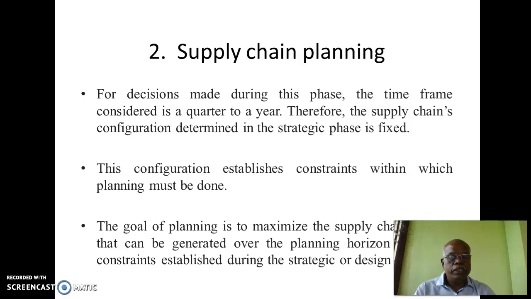So there may be some constraints. The goal of planning is to maximize the supply chain surplus that can be generated over the planning horizon given the constraints established during the strategic or design phase. So in this phase, our ultimate aim is to maximize the supply chain surplus. We already discussed what we mean by supply chain surplus, because based on that only we can decide the supply chain profitability. So our aim is to maximize the supply chain surplus within this particular 1 year or 6 months or 3 months in spite of the constraints faced by the company.